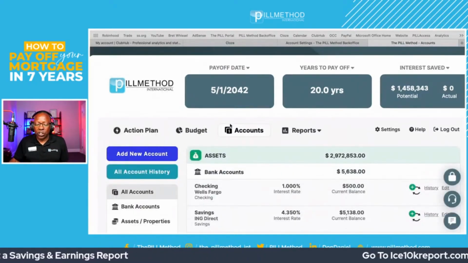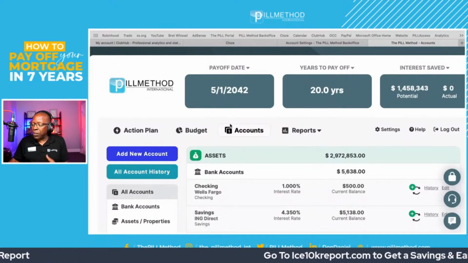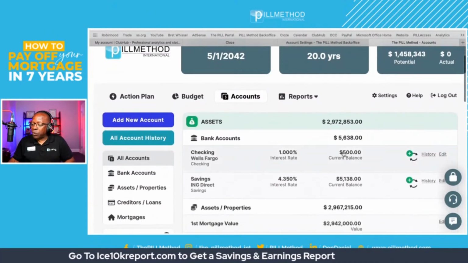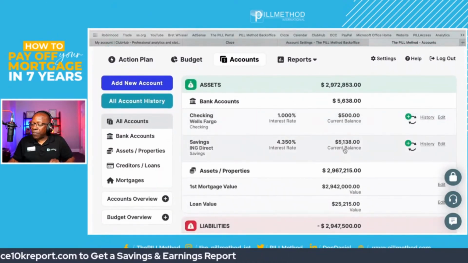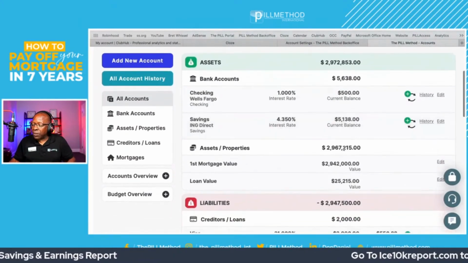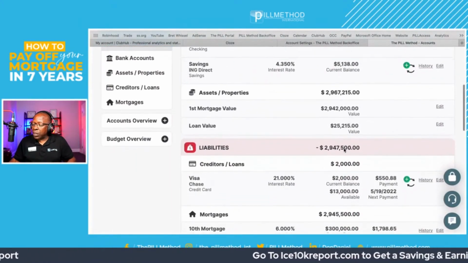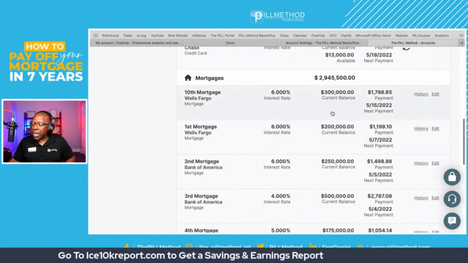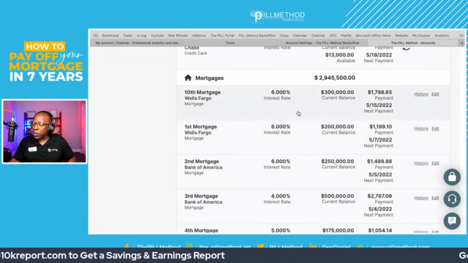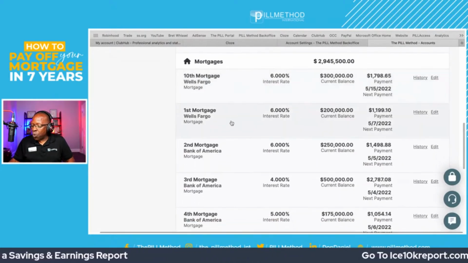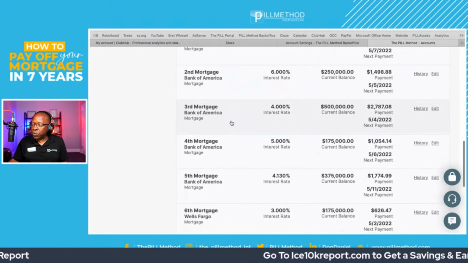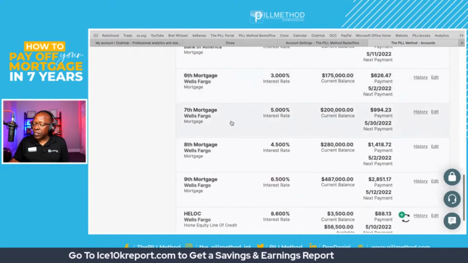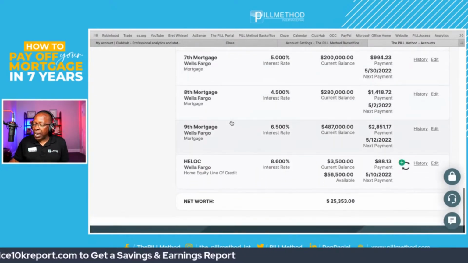Okay. So here's what John and Rebecca Jones have in their bank accounts right now, starting out. They have $500 in checking and $5,000 in savings. And here's what we're looking at. We're looking at mortgage number 10. There it is. And then we start with mortgage number 1, then 2, then 3, then 4, then 5, then 6, then 7, 8, 9, and a HELOC.